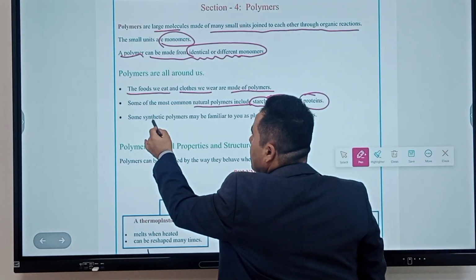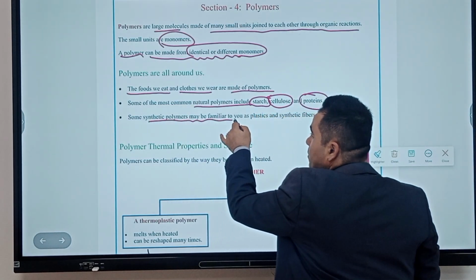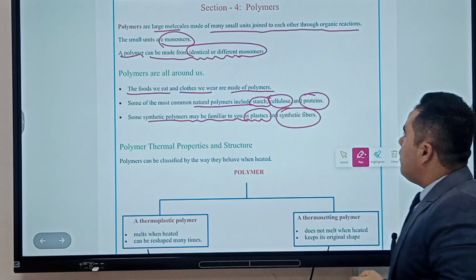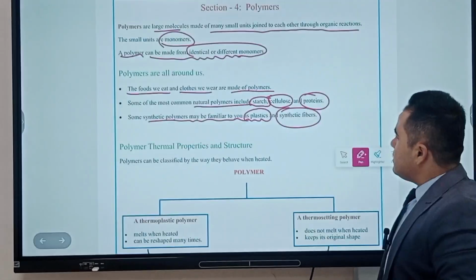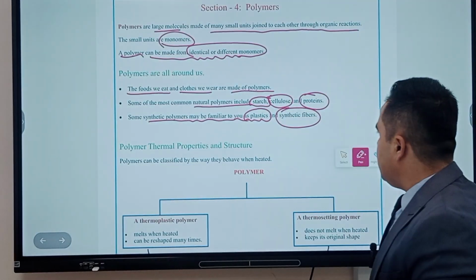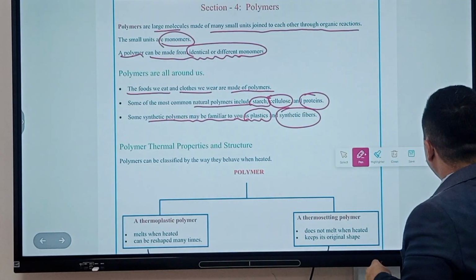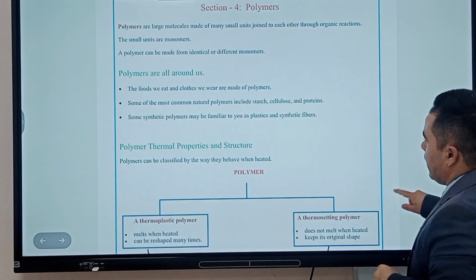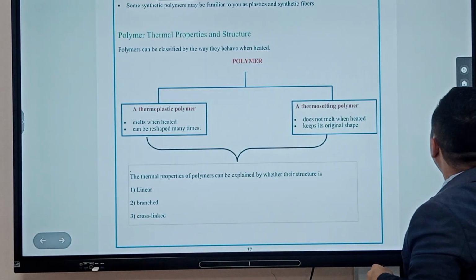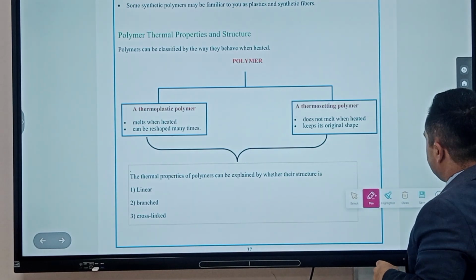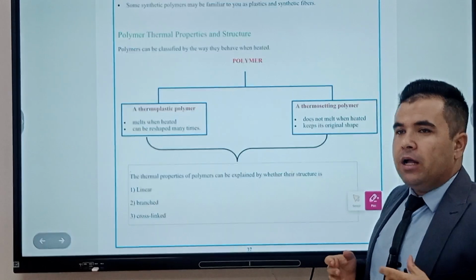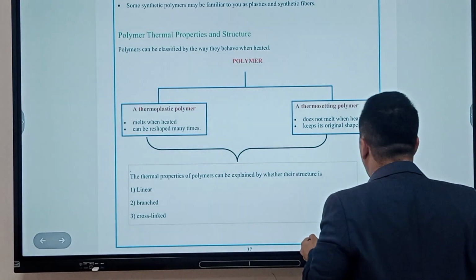Some synthetic polymers may be familiar to you as plastics and synthetic fibers. The plastic and synthetic fiber are other types of polymer that can be taken as an example, guys. The polymer, in terms of thermal properties, is divided into two types: the thermosetting and thermoplastic polymers.